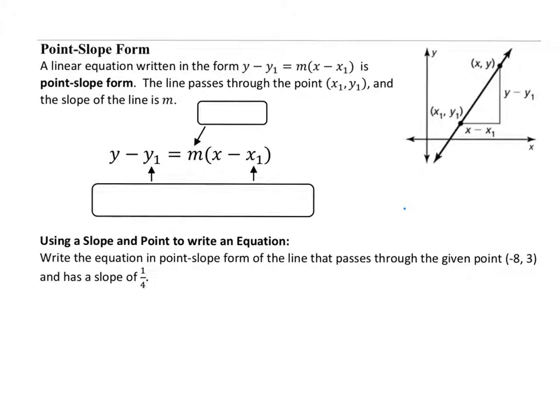Hey guys, so we're just going to continue the lesson from yesterday on point slope form. Point slope form is represented by this equation: y minus y1 equals m times x minus x1, where m represents the slope, and this y1 and x1 is a point on some line.